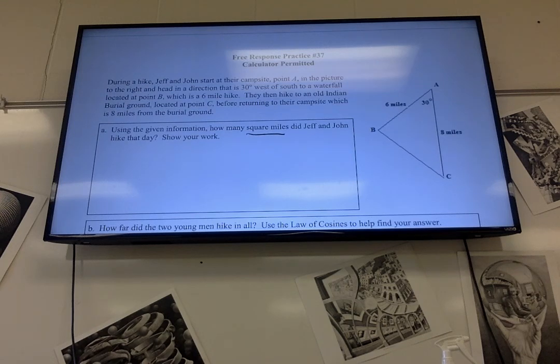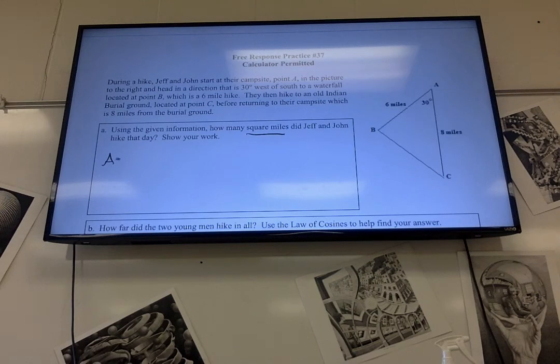Show your work. Square miles should make us think area, because anytime you take a unit and you square it, that's the area of something. So we had a formula that we learned to find the area. Of course, you know 1/2 base times height. Unfortunately, we don't know the height of this triangle. Height is always at a right angle to the base, and in this triangle it doesn't show a right angle for sure.